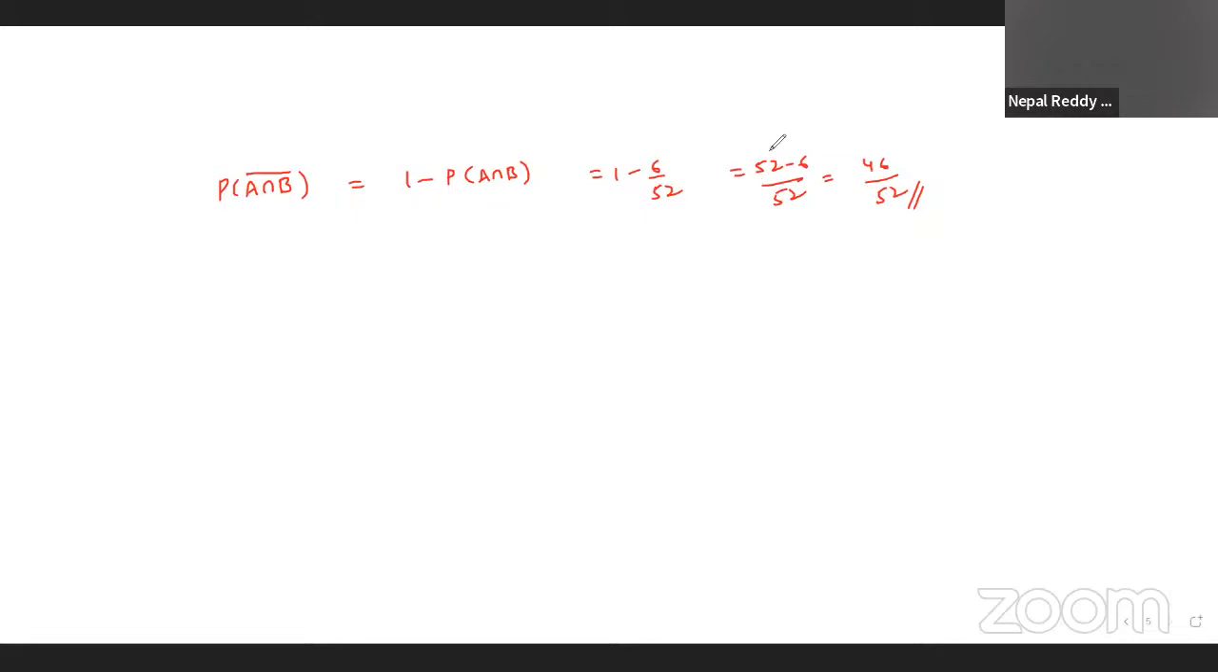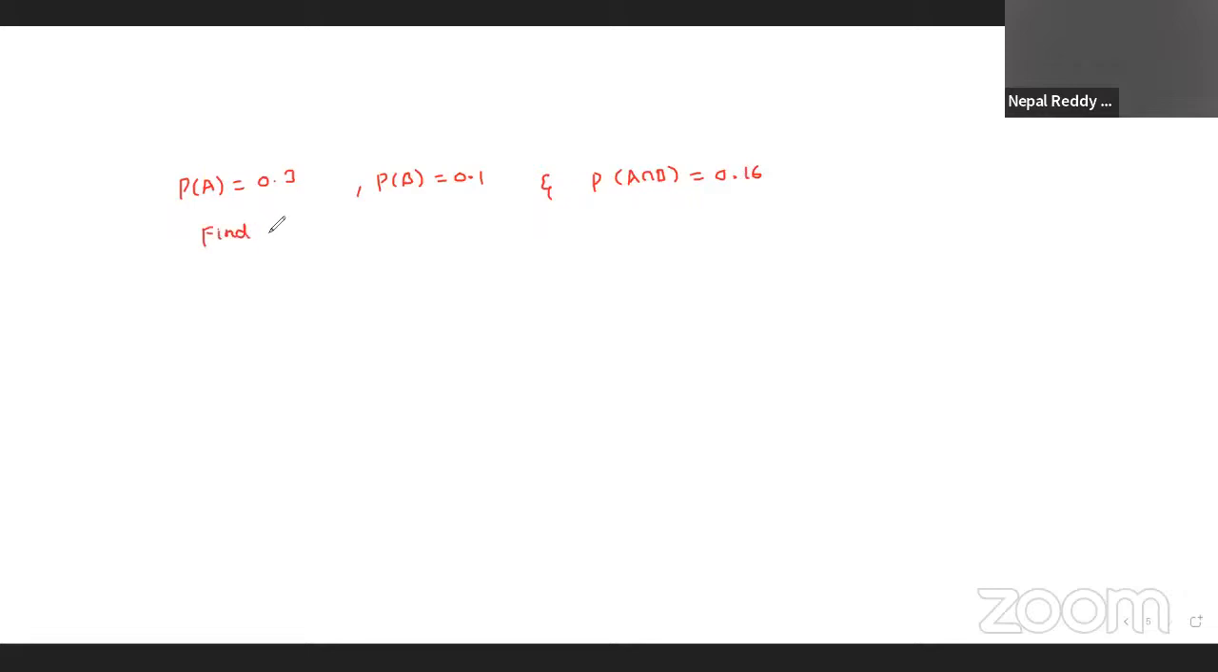Another question we will discuss. Suppose the question is: A, B are two events such that probability of A is 0.3 and probability of B is 0.1, and probability of A intersection B is 0.16. The question is, find the probability that exactly one event happens.